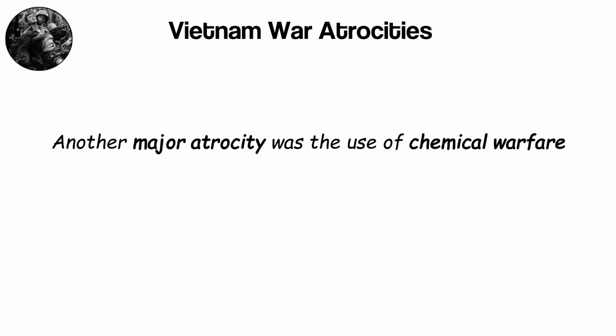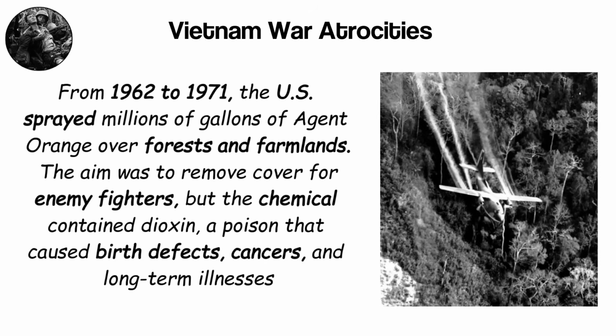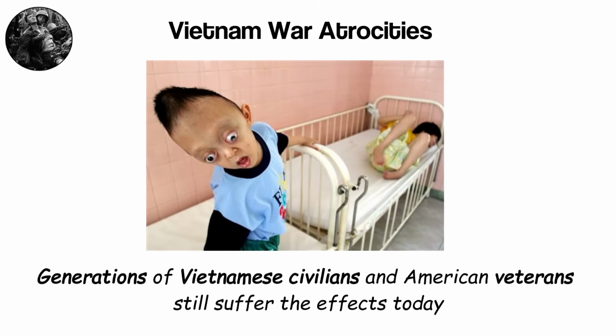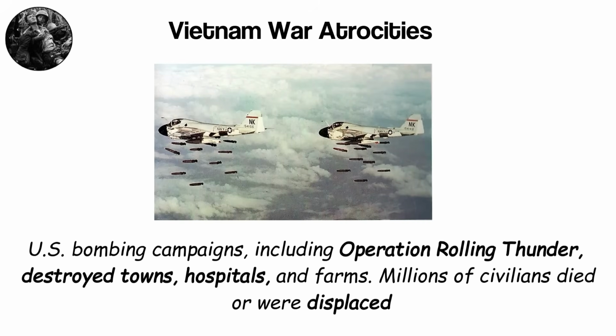Another major atrocity was the use of chemical warfare. From 1962 to 1971, the United States sprayed millions of gallons of Agent Orange over forests and farmlands. The aim was to remove cover for enemy fighters, but the chemical contained dioxin, a poison that caused birth defects, cancers, and long-term illnesses. Generations of Vietnamese civilians and American veterans still suffer the effects today. US bombing campaigns, including Operation Rolling Thunder, destroyed towns, hospitals, and farms. Millions of civilians died or were displaced.